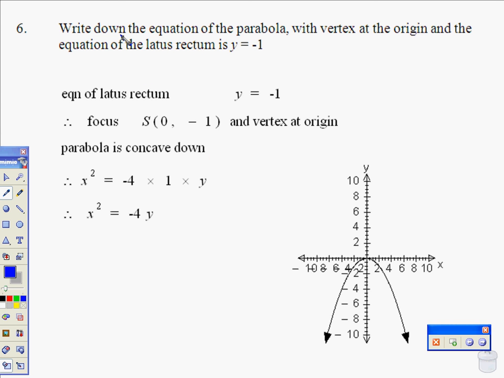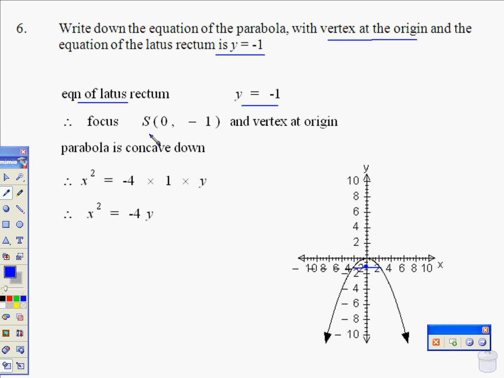In this problem, we look at the equation of the parabola again. All the vertices in these problems are at the origin. This time we're told the equation of the latus rectum is y is equal to -1. What we need to do is, again, find the value of a. The latus rectum is a special chord that goes through the focus, and it's perpendicular to the axis of the parabola, parallel to the x-axis, perpendicular to the y-axis in this case. If it goes through -1, that means it must go through the focus as well.